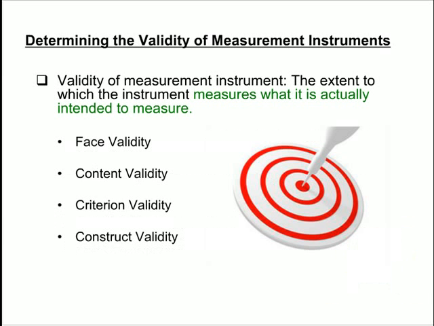Now, you might recall from an earlier presentation that we talked about validity. Recall that the validity of a measurement instrument is simply the extent to which that instrument measures what it is actually intended to measure. And researchers typically talk about 4 different types of validity. Of these, the first, face validity, is probably the least robust. As the name suggests, face validity is simply the extent to which on the surface some instrument appears to be measuring a particular characteristic appropriately.